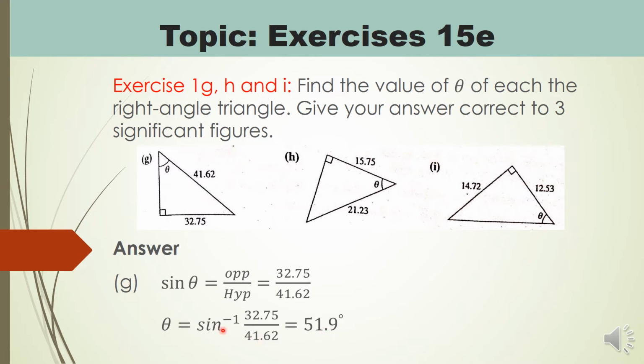For this part we have to use the calculator that you studied previously. To get this number, press Shift and then sine, and then type 32.75 divided by 41.62, and click equal, and you will get this number.